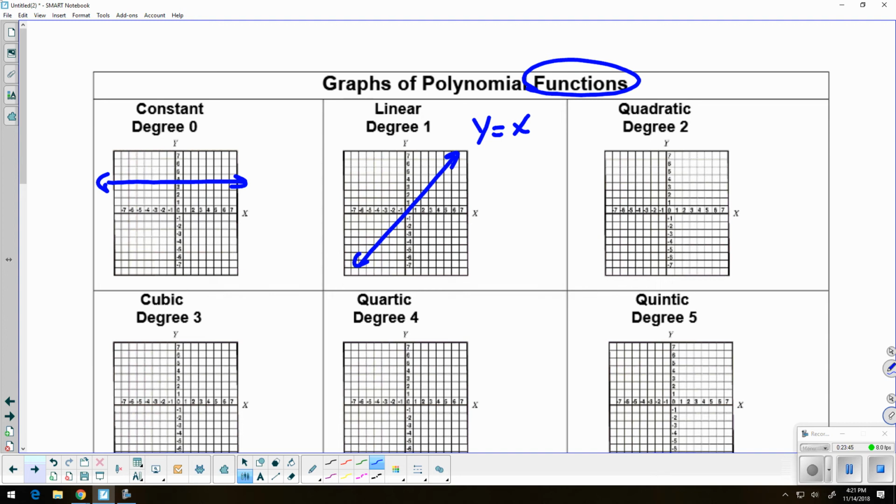Quadratics, degree 2, so that'd be like y equals x squared. That's just going to be a parabola. We should know that an x squared function makes a parabola, so it makes that U shape.